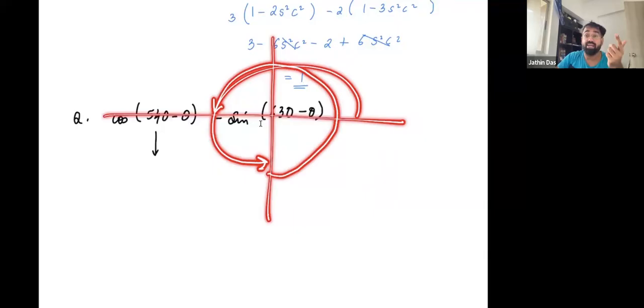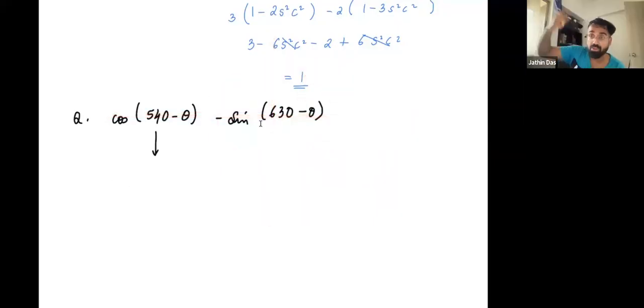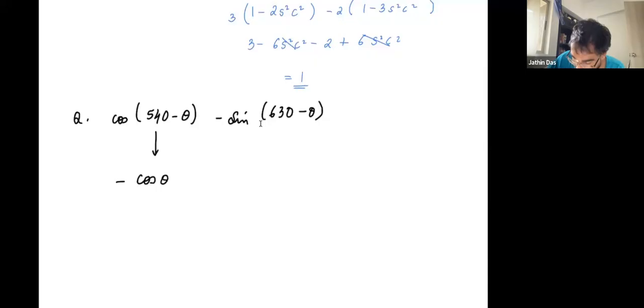But so where is 540 actually now? Here 180 line में आएगा. Okay, it comes in 180 line. So good, if you have found that. So which quadrant? Minus theta to second quadrant आएगा, correct? Minus cos theta. Yeah, minus cos theta, correct. Minus. Now 630.